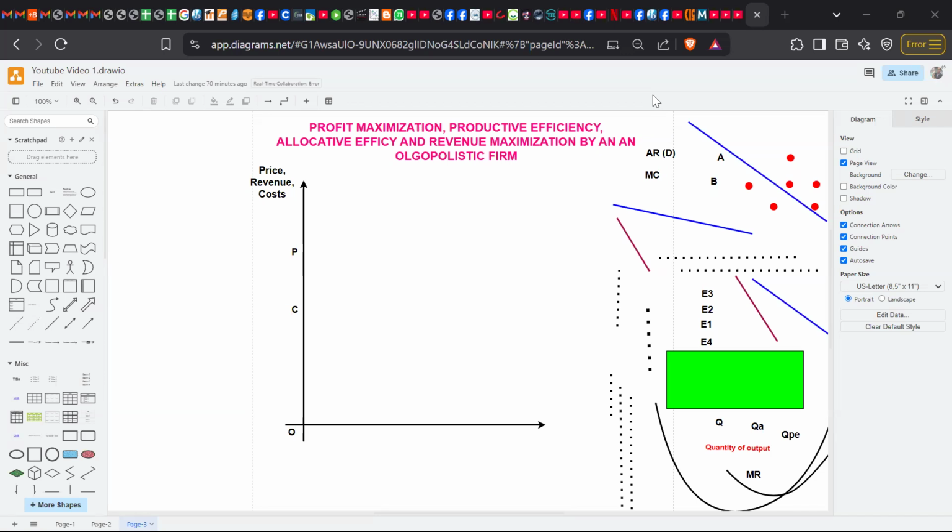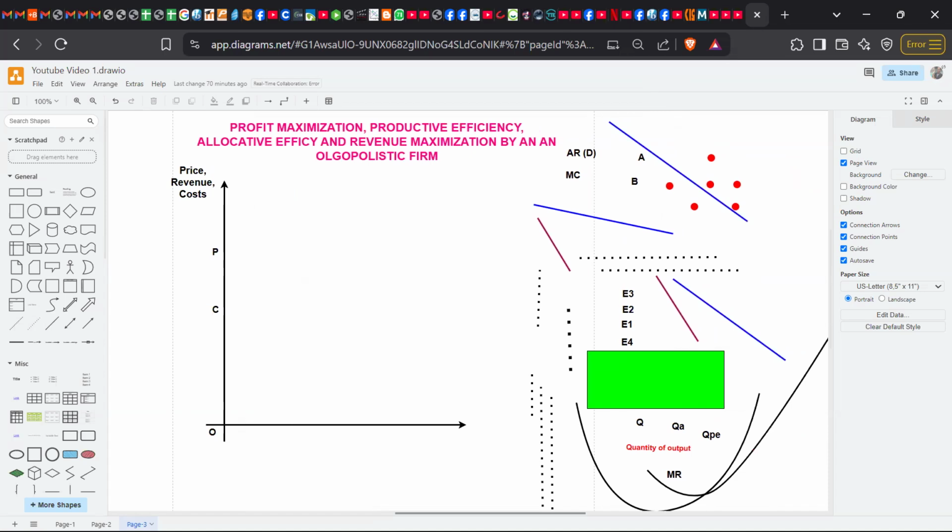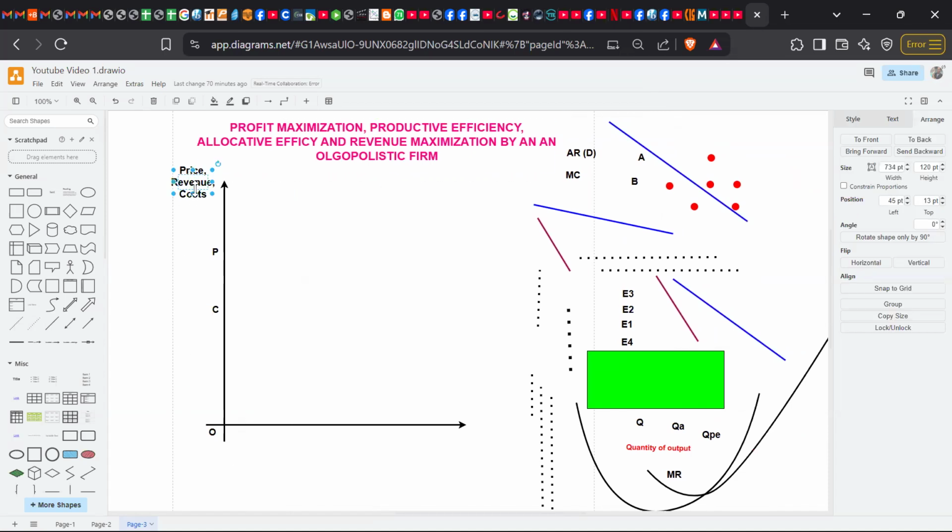I have been asking you guys to draw an oligopoly diagram, but most of you are getting it wrong. Today it was frustrating, so I decided to create a YouTube video: the oligopoly diagram, how to make it.